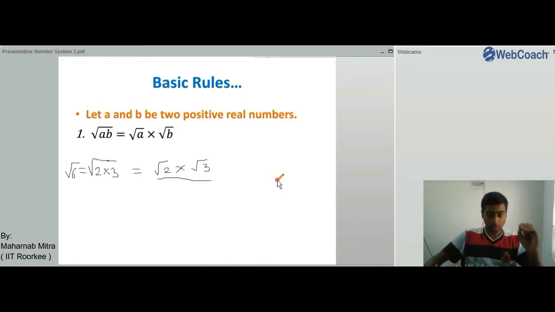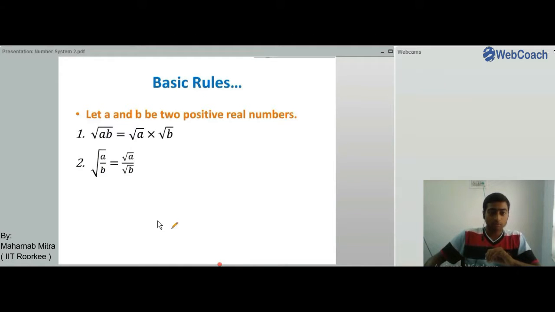In this way, if we want to break the number contained inside a square root, we can break it in multiplication form. So let's talk about the next rule. The next rule states that if two numbers are in the form of a division, in the form of a fraction inside a square root, they can be broken up in a similar fashion, where we put a square root on the individual numbers, the numerator as well as the denominator. Here you can see initially the whole fraction had been contained under a square root. Finally, we have taken the individual numbers under square root.